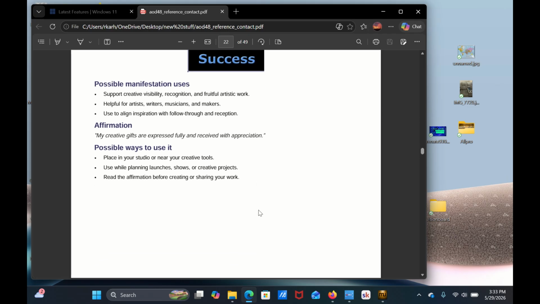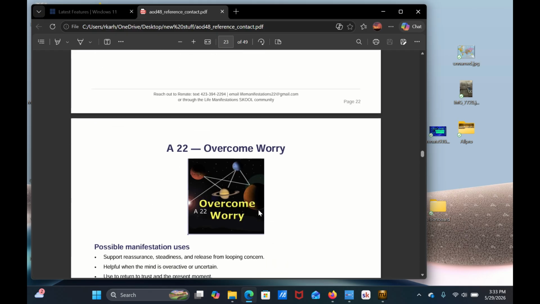Placed in your studio or near your creative tools. Used while planning launches, shows, or creative projects. Read the affirmation before creating or sharing your work.